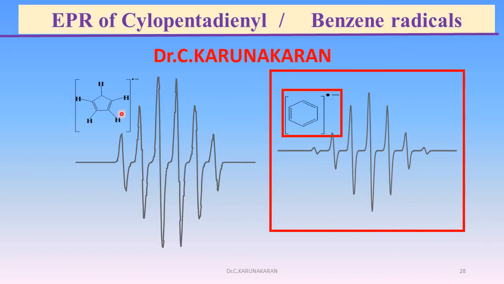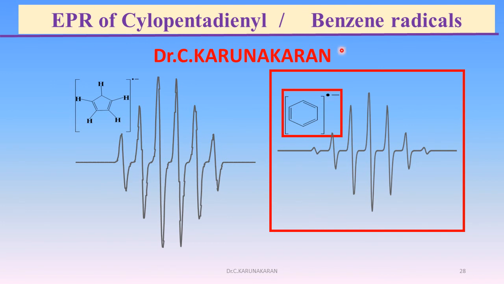Let us see a few more examples. Cyclopentadienyl. Here it is a free radical. It's a paramagnetic molecule. The electron is delocalized. The unpaired electron is delocalized over 5 protons. Therefore, by the n plus 1 rule, a sextet, there are 6 lines observed.